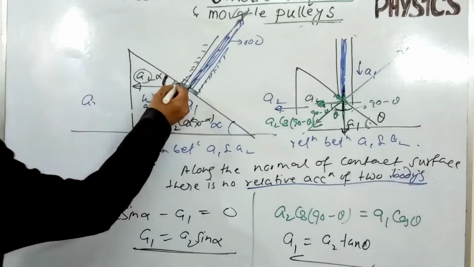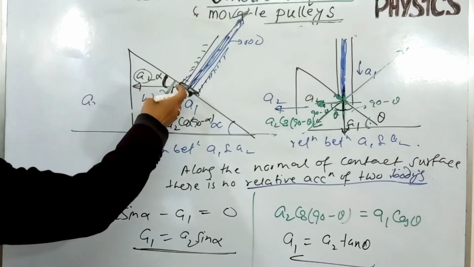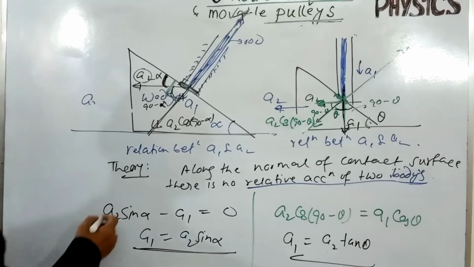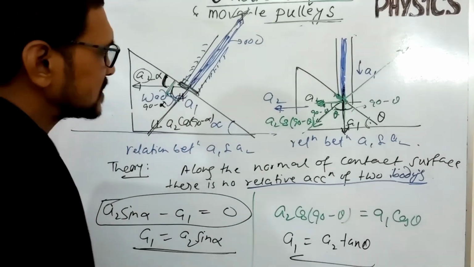So select the contact surface first and take the normal direction of the contact surface, then take the components of the different accelerations along the normal of the contact surface. The relative acceleration will be 0, so apply this. This is the result.